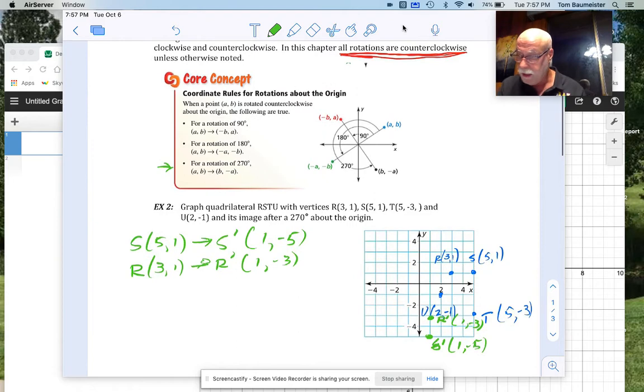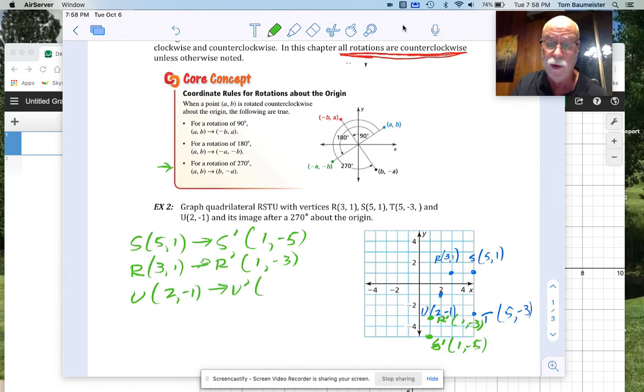All right, so the same thing here. Let me see. What do we have? U is at (2, negative 1). So again, I'm going to take U prime. And again, it doesn't matter what order you do the points, ladies and gentlemen, especially if you use the rule or even if you rotate it. So we're going to keep the b the same and just put it in the other one. And then we're going to negate the other one. So U prime is at (1, negative 2).